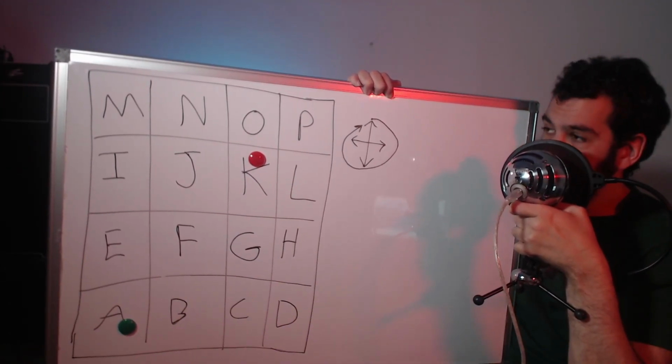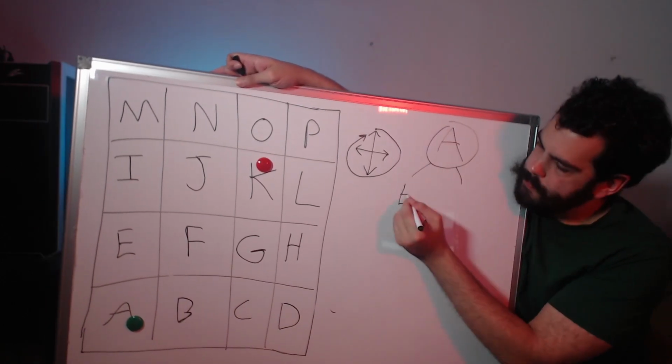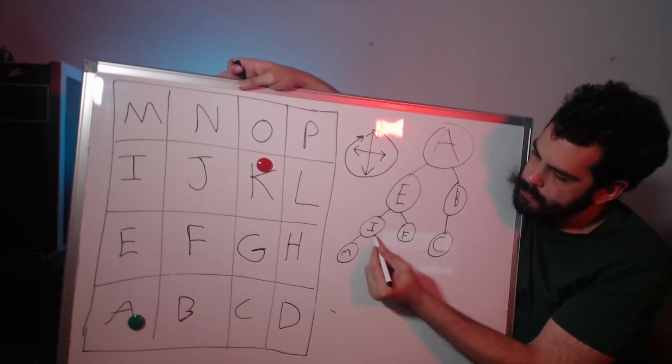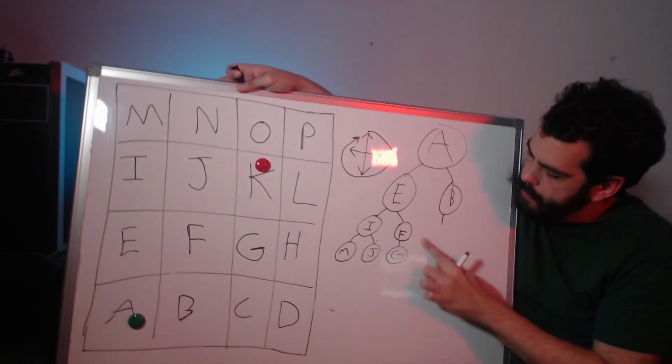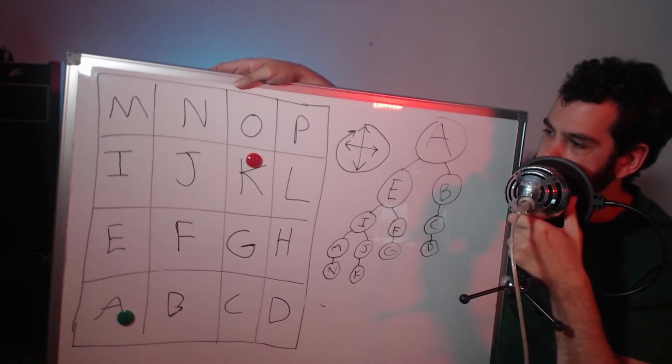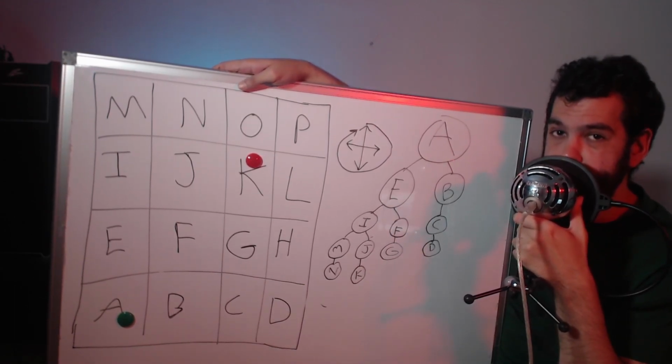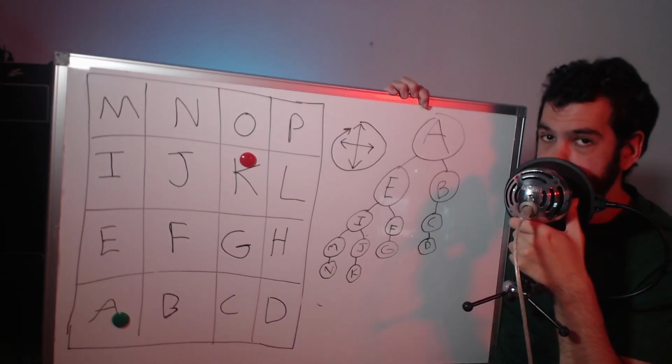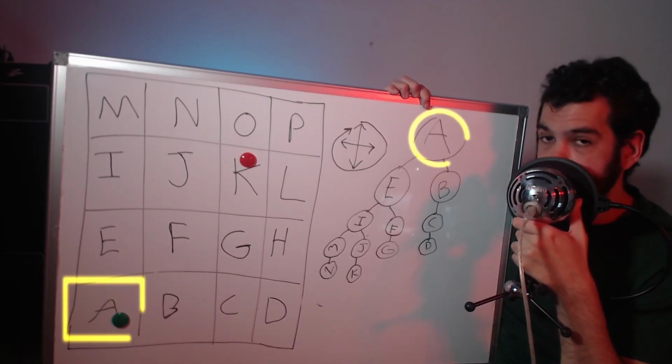So we're starting on A and we want to get to K. It starts at A and it works its way through the map until we get to K. When it reaches K, it knows it's reached its destination, so it ends. Over here is the tree data structure we're going to build to determine our path.